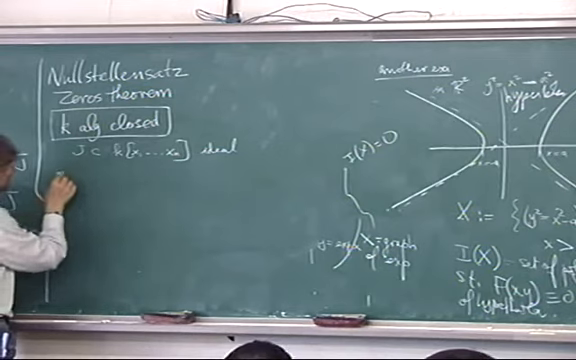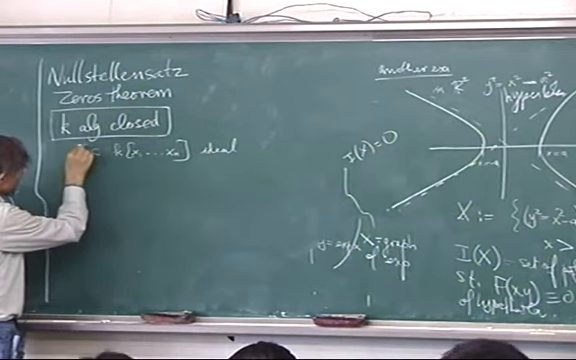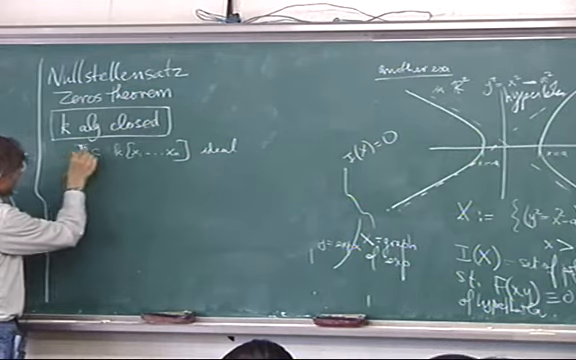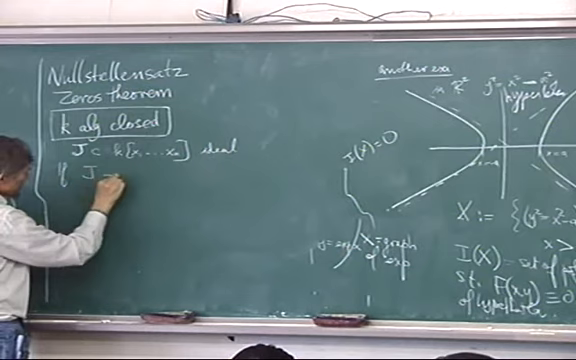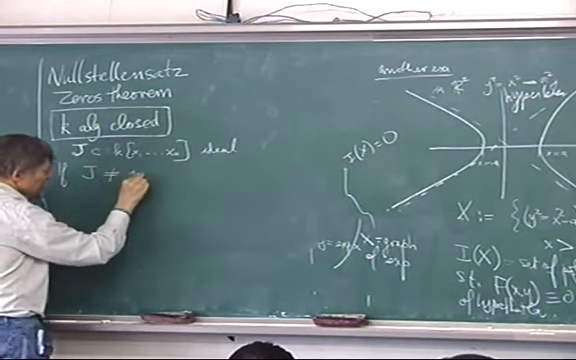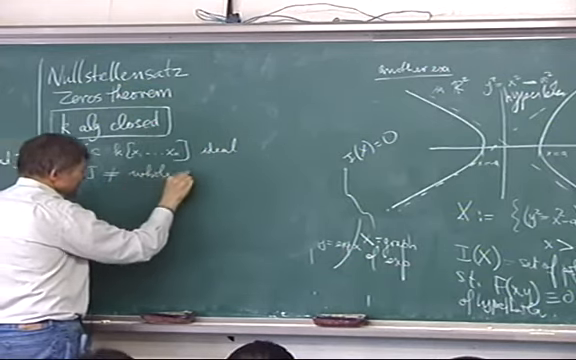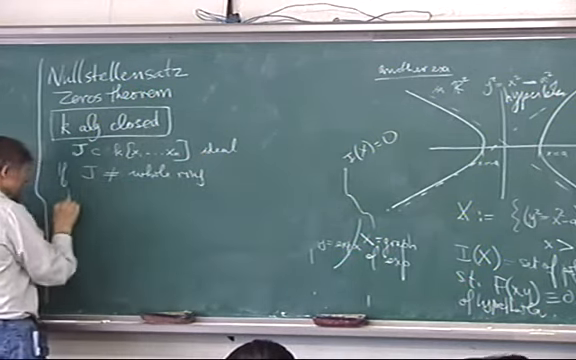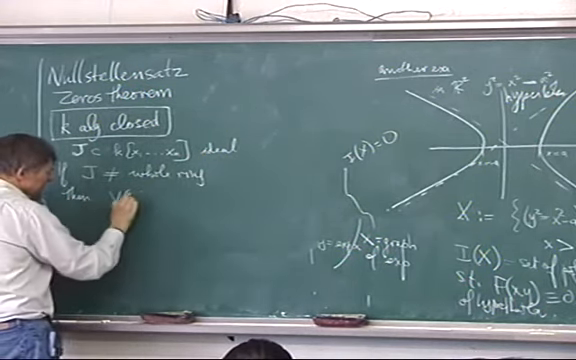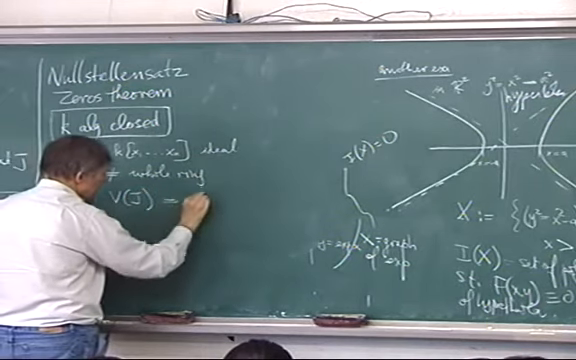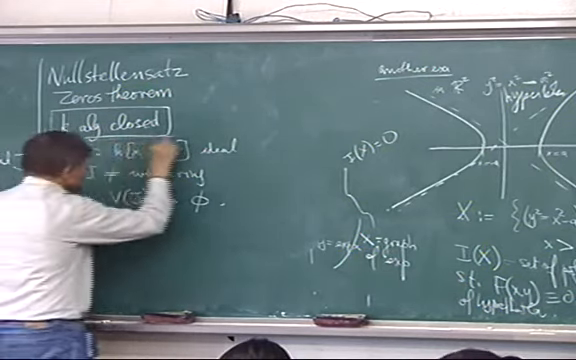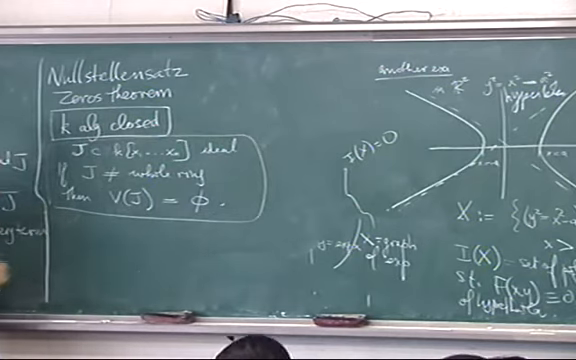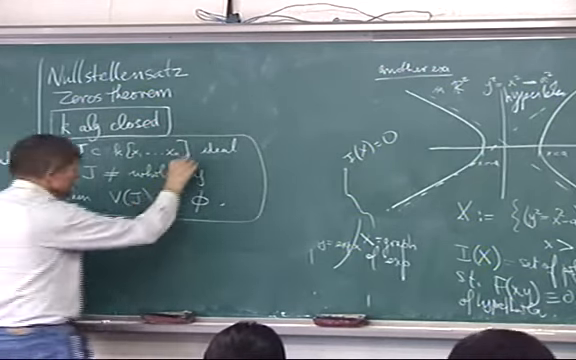So the first part is in some ways the hardest thing to prove. The hardest thing to prove is the thing that looks completely trivial. If J is not the whole ring, then V of J is not empty. Okay, so this is really the main statement. This is called the weak Nullstellensatz.